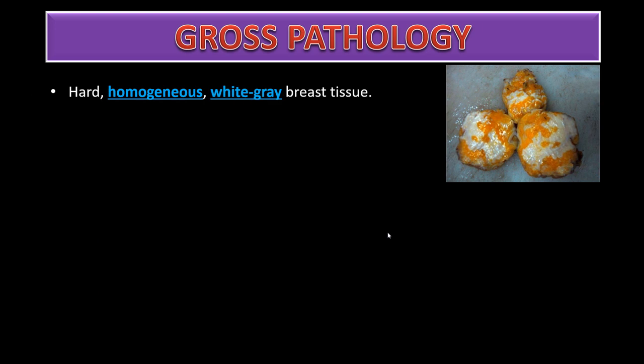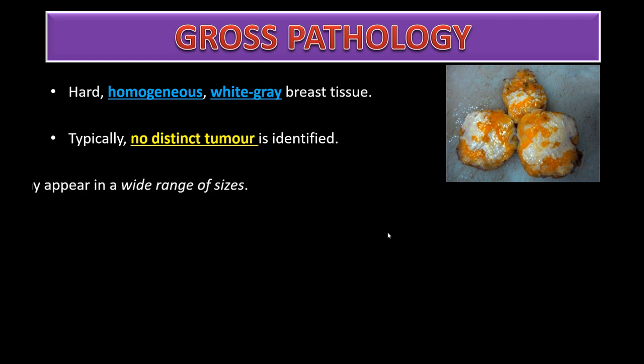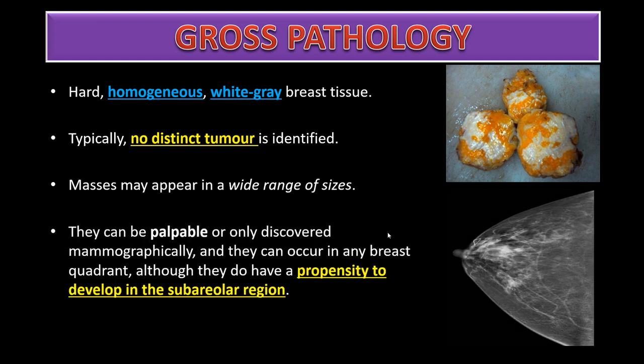Gross pathology. It shows hard, homogeneous, white-gray breast tissue. Typically, no distinct tumor is identified. Masses may appear in a wide range of sizes. They can be palpable or only discovered mammographically, and they can occur in any breast quadrant, although they do have a propensity to develop in the subareolar region.